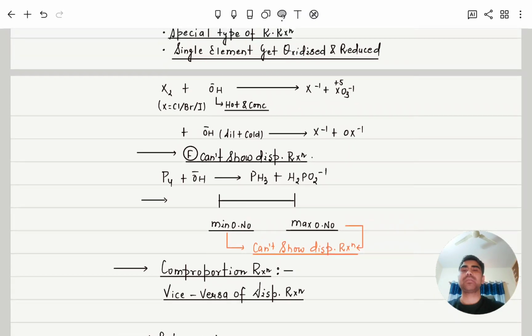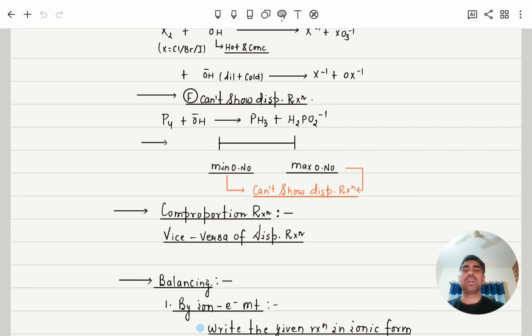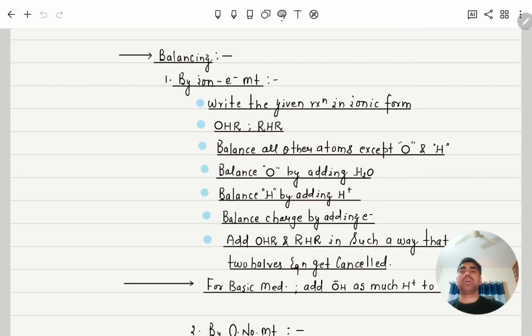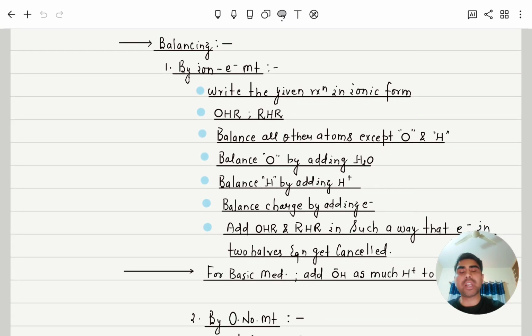Okay. Next, moving further, comproportionation reaction is the vice versa of disproportionation reaction. Okay. Next, now to balance any chemical reaction, like you have studied the hit and trial method.